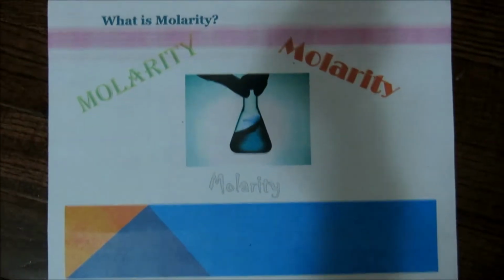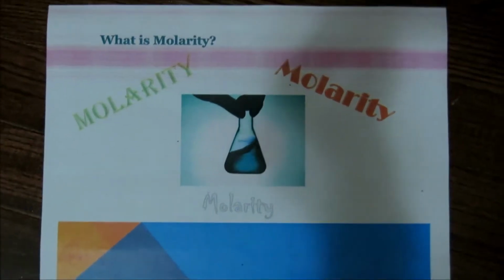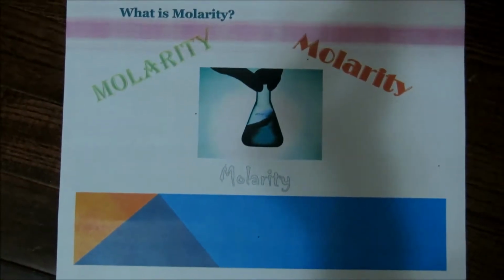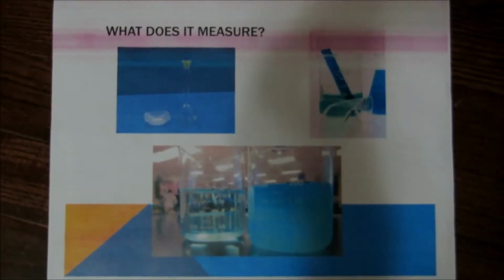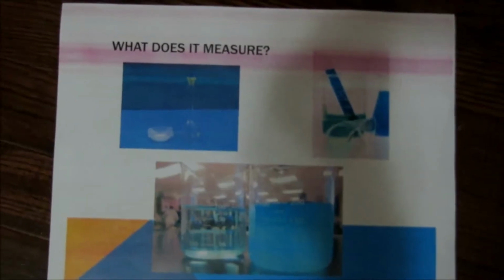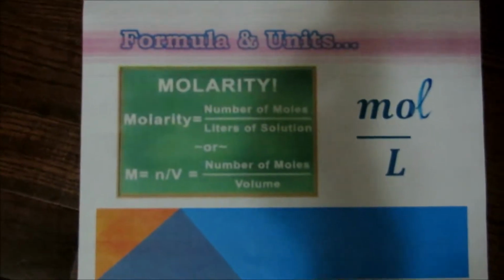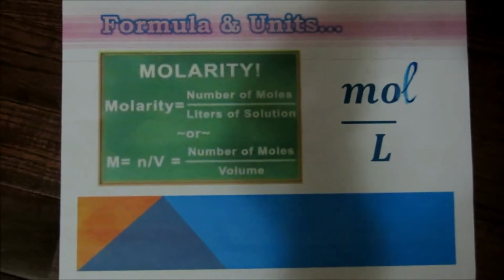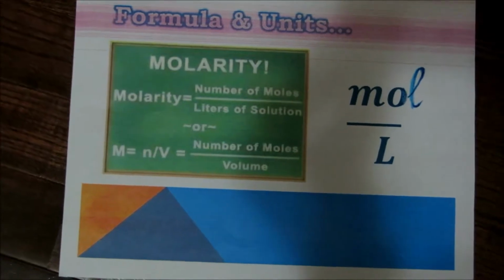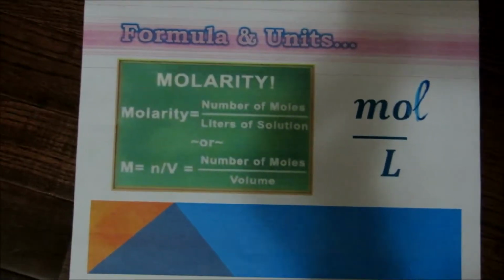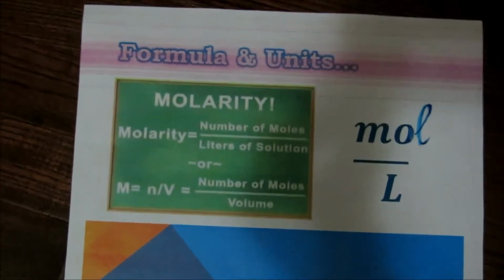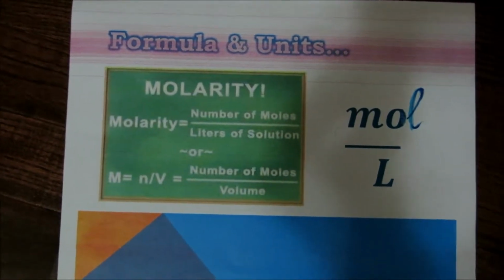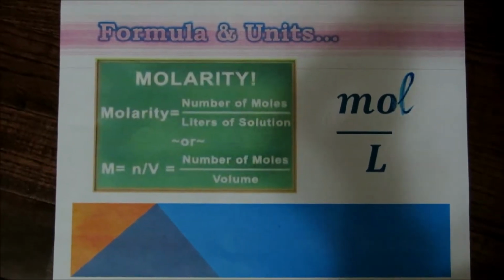Molarity is the way to express the concentration of a solution. It is also called molar concentration. It measures the number of moles of a solute dissolved in 1 liter of solution. The formula of molarity is the number of moles over the liter of a solution, or the number of moles over volume. The units for molarity are moles over liters.